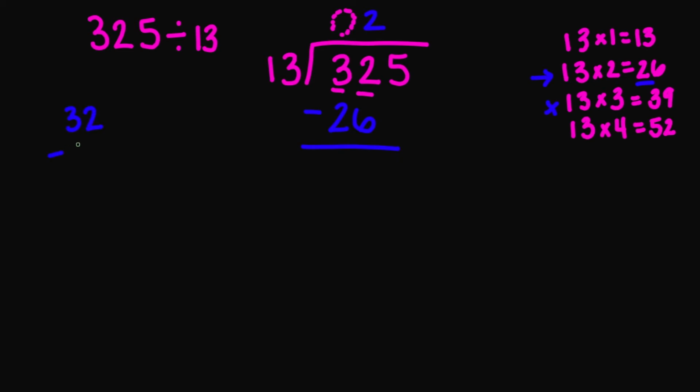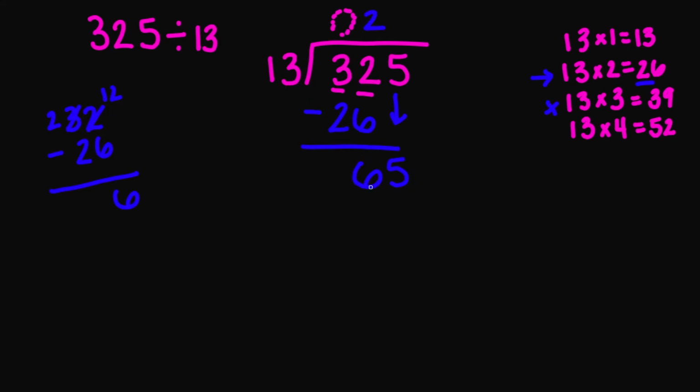32 minus 26. Minus 6, that's a little too small, so I'm going to borrow. This now becomes a 2. This now becomes a 12. So now 12 minus 6 is 6, and then you have 2 minus 2, that's going to be 0. So 32 minus 26 is 6. So now we're going to bring down my 5.